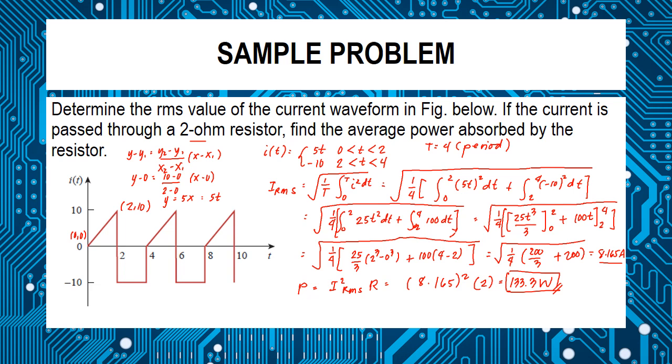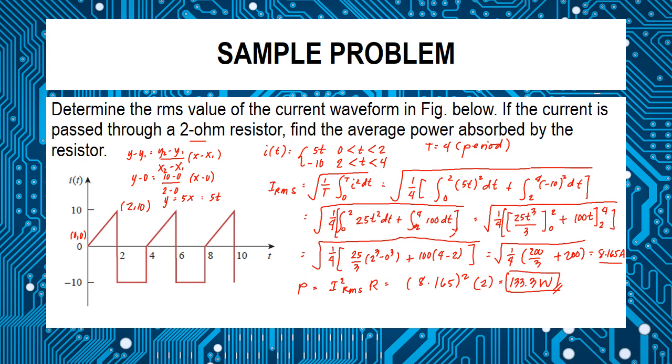Now we have here the sample problem. Determine the RMS value of the current waveform in the figure below. If the current is passed through a 2 ohm resistor, find the average power absorbed by the resistor. So if we observe this graph, from 0 to 2, the value increases from 0 to 10. And then from 2 to 4, we have negative 10. Then 6 to 8, we have negative 10.